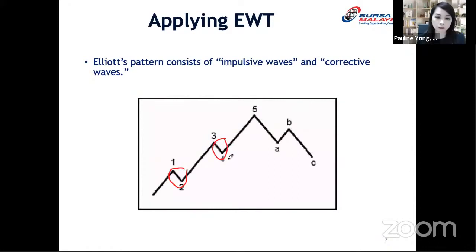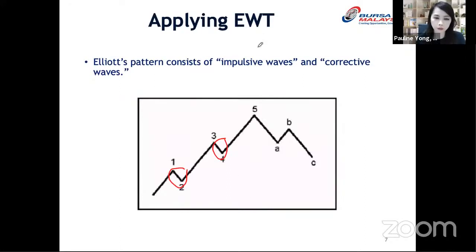But when I apply it, I don't necessarily see it like this. Sometimes I see that they could be the same. Occasionally they could be the same. Not always are they different. So this is something that is different from that rule.